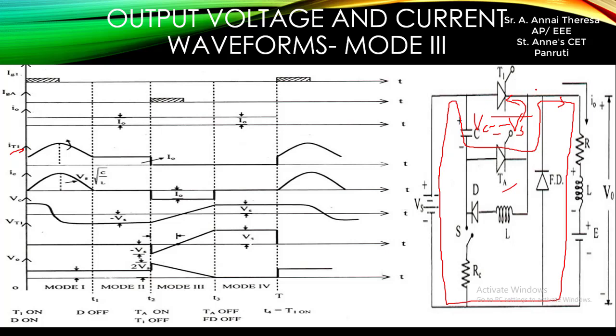Now the load voltage, the output voltage, is equal to the sum of the capacitor voltage and the source voltage. So V0 is equal to Vs plus Vs, which is equal to 2 Vs.